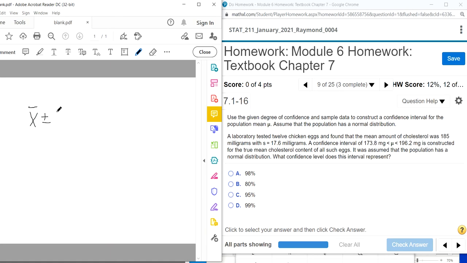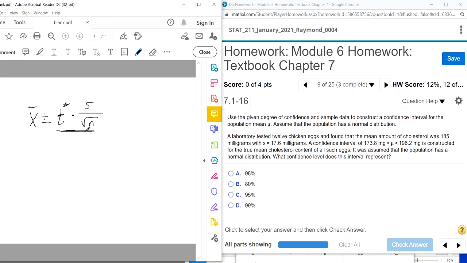In this case, we're using t instead of z. We usually put a star just to remember that it's a t value. It's a two-sided t value for a confidence interval. And then it's times the standard deviation over the square root of the sample size. Okay, but they've already gone through that formula, and they came up with this: 173.8 milligrams, 196.2 milligrams.